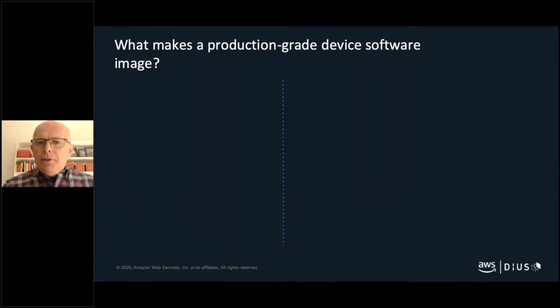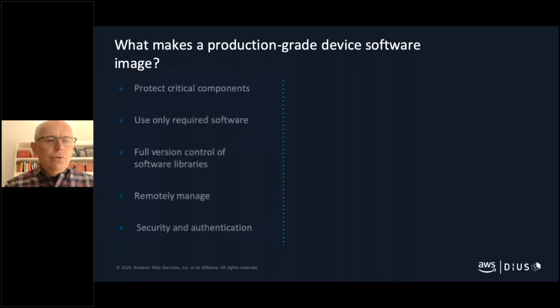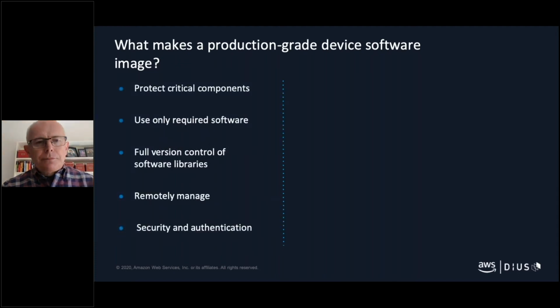Okay, so now I'd like to talk a little bit about what makes a production grade software image. It may take a little bit of time to get through this, so please bear with me. When we talk about this sort of thing, there's a number of key areas that we need to cover. The first point is how do we protect critical components of the drone, and here we're looking at it in the software context.